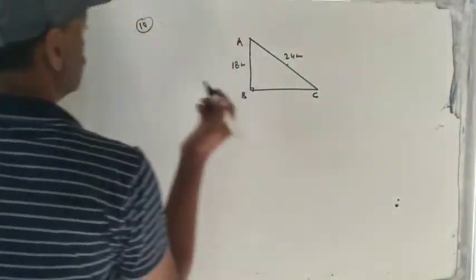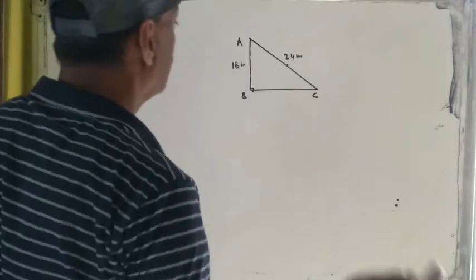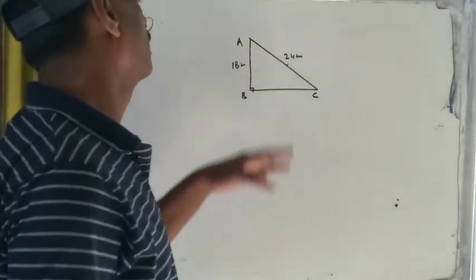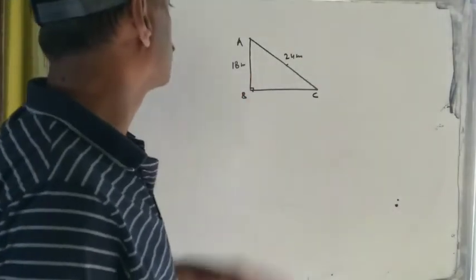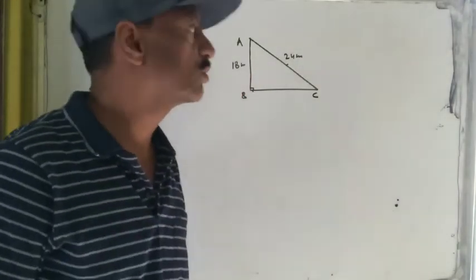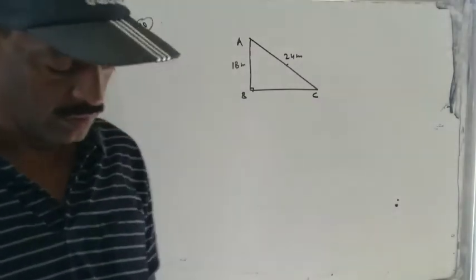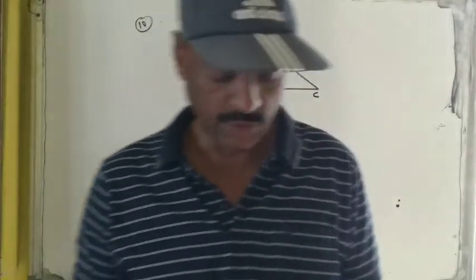Straight away we can use the Pythagoras theorem to get the solution of this question. You know the formula AC square equals AB square plus BC square. By using that formula you can get this. So we hope you can solve it.